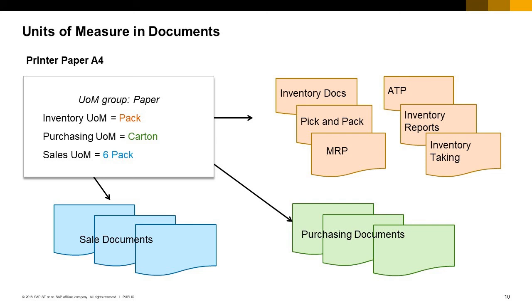Remember that regardless of which purchasing unit or sales unit is used in a document, the postings are always made in the inventory unit of measure. Therefore, using our business example, a goods receipt PO for 1 carton will create an inventory posting for 12 packs, since each carton contains 12 packs.